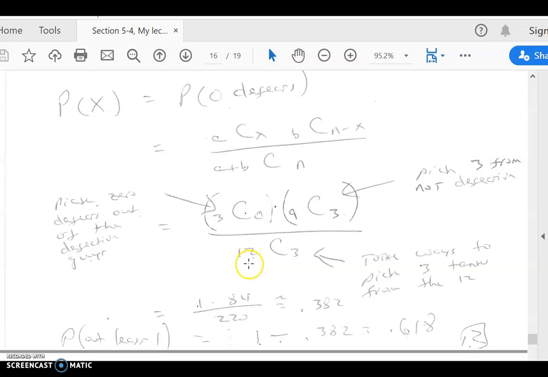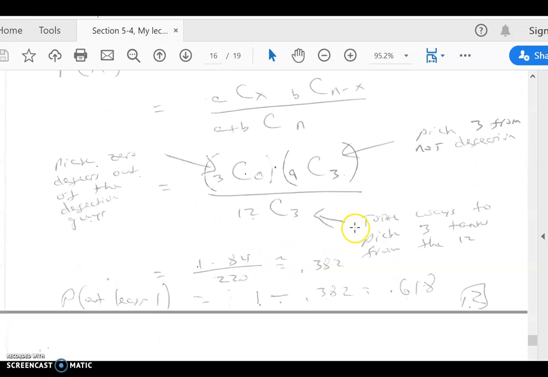The bottom, that's the total number of ways to pick 3 tanks out of the 12. So that's 12 choose 3. How many ways can I do that? Well, crank out the formula, 12 choose 3. That's 12 factorial on top. It's 12 minus 3 factorial on the bottom times 3 factorial on the bottom. So crank it out, and this is what you get, 220. So it all works out to be 0.382.